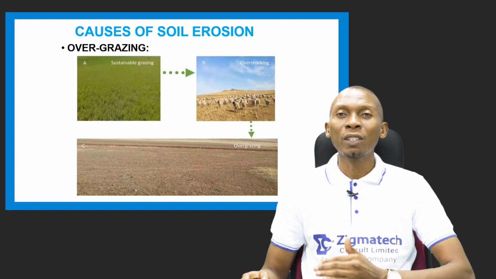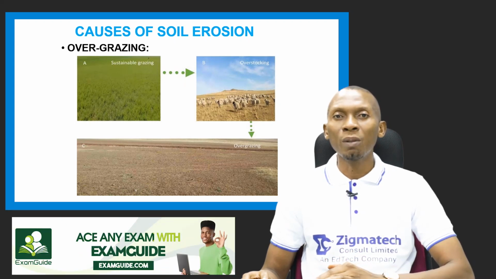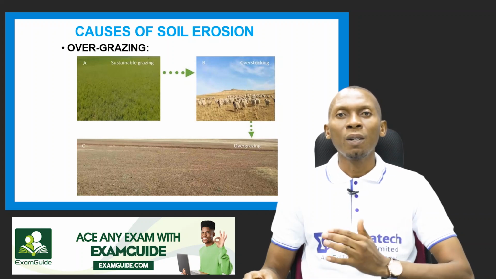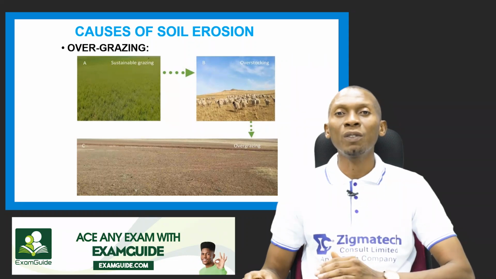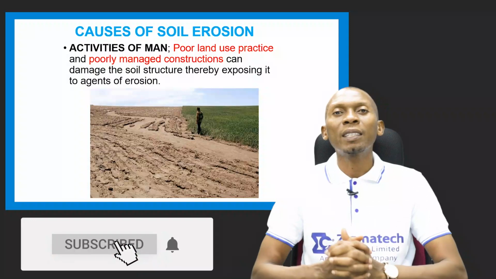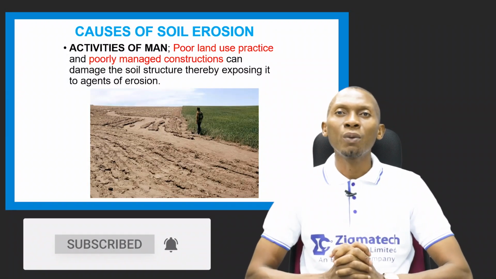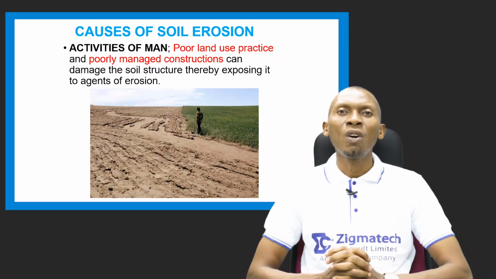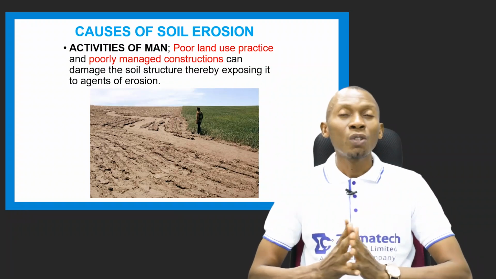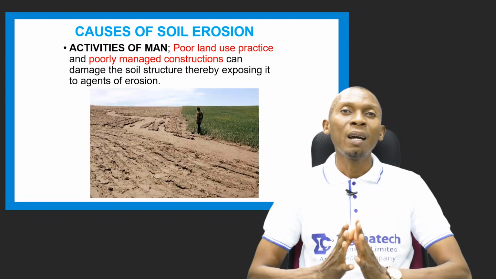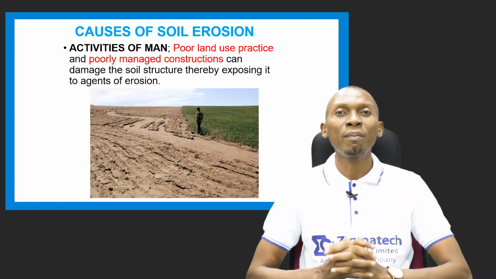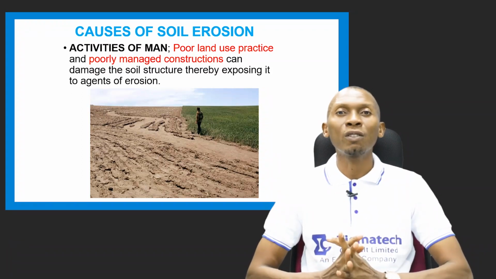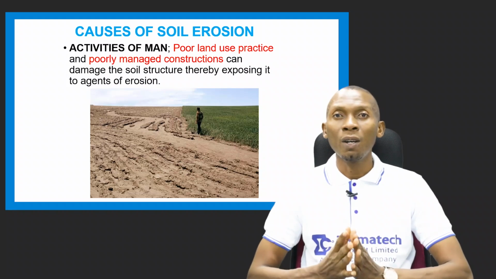This could now lead to compaction of the soil, and the outcome is in the picture below, where erosion now starts taking place, where water is not properly absorbed, and as a result of this, the subsoil starts washing away. We have the activities of man as another cause of soil erosion. Now, there are certain land use practices that can lead to the destruction of the soil structure. Also, poorly managed constructions. Once some constructions are not properly done or poorly managed, that could damage the soil structure and thereby expose the soil to the agents of erosion. And the agents of erosion here are water and wind.